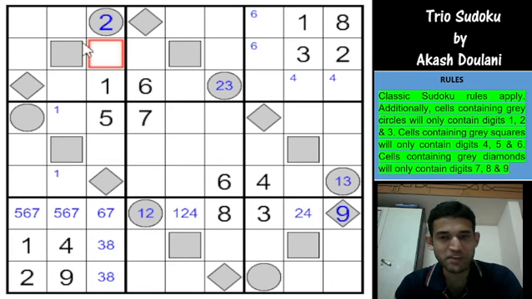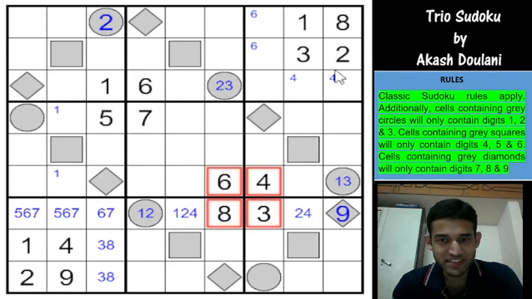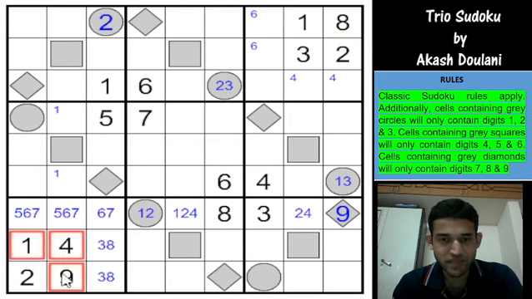Circle, diamond, square. Amazing, guys. I didn't even see that. And look at these givens, guys. They are in the shape of 4 squares. Awesome theme. Awesome beauty to the Sudoku.